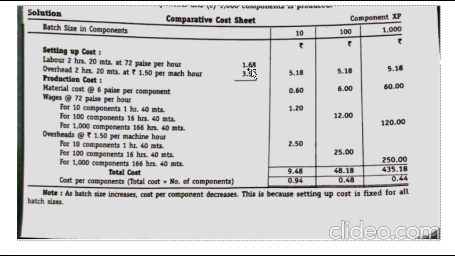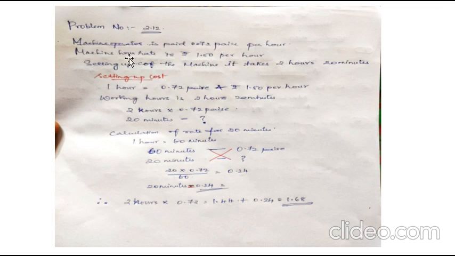So now let us get into your working note for the first calculation. This is your working note. Machine operator is paid 0.72, that is 72 paise per hour. Machine hour rate is rupees 1.50 per hour. Setting up the machine takes 2 hours 20 minutes. Now calculation of setting up cost. For 1 hour the machine operator receives 0.72, that is 72 paise, and rupees 1.50 per hour for other overhead expenses. So now the working time is 2 hours 20 minutes.